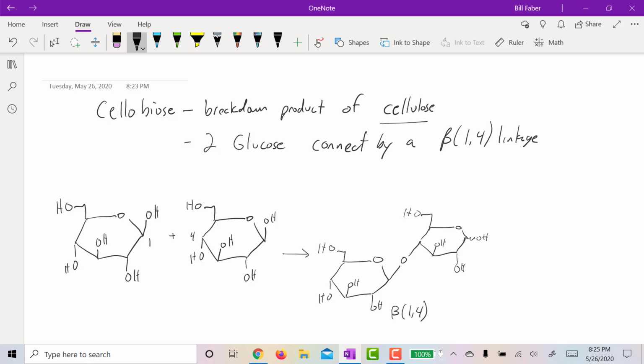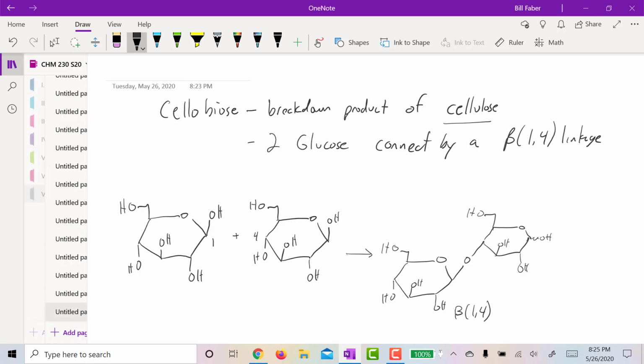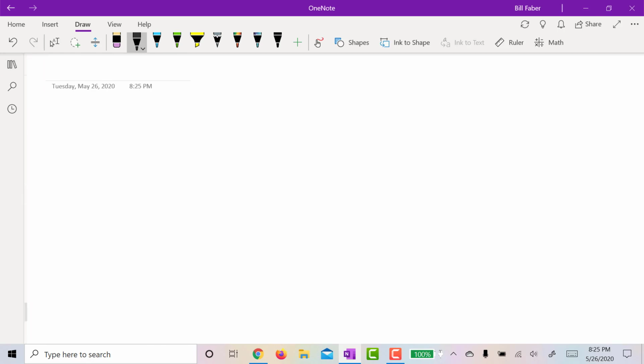So interestingly, if you think about it, humans can break the alpha 1,4 bond between glucose, but we can't break a beta 1,4 bond. Okay. The next one I want you to know is what we call lactose. You've heard of that before. And this is another name for milk sugar, right?